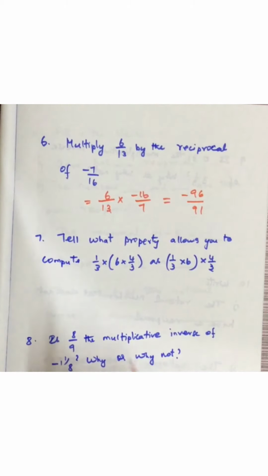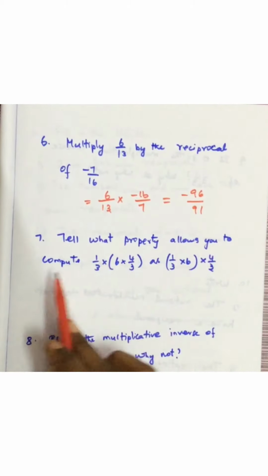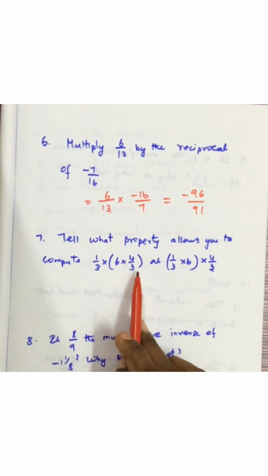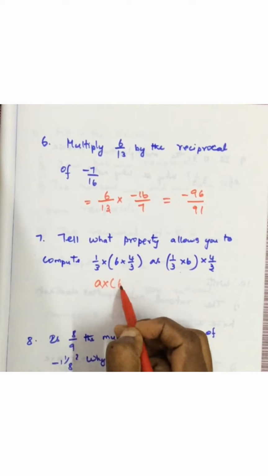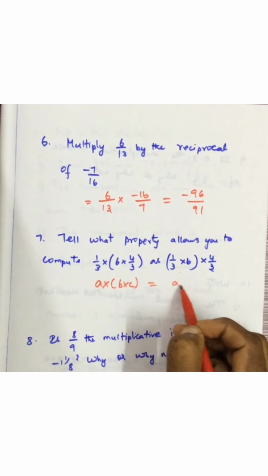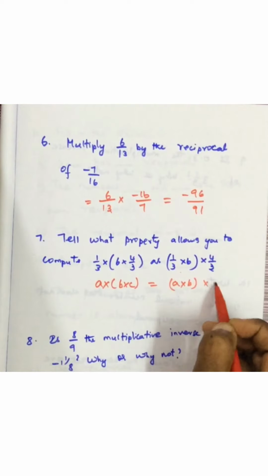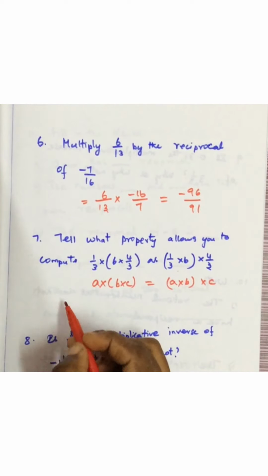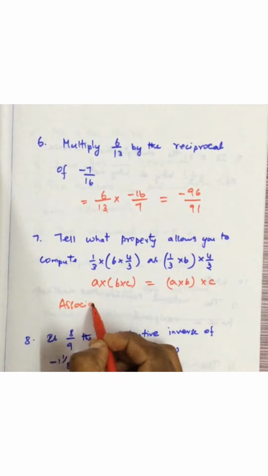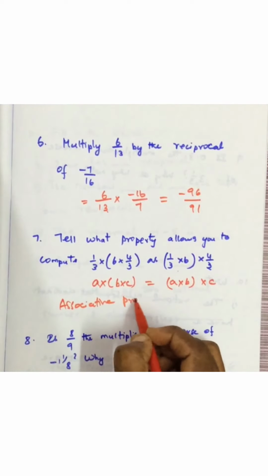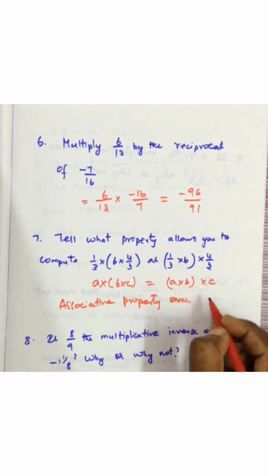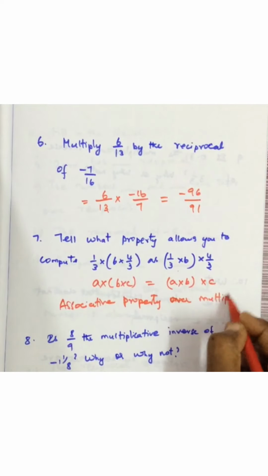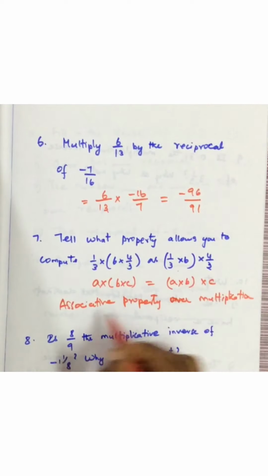So the next is: tell what property allows you to compute 1 by 3 multiplied by 6 into 4 by 3 as 1 by 3 multiplied by 6 into 4 by 3. So what I have done is, A into B into C written as A into B into C. So this is the associative property. This is the associative property over multiplication for rational numbers.